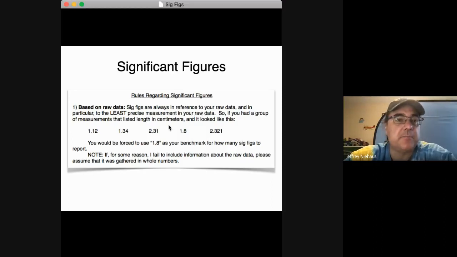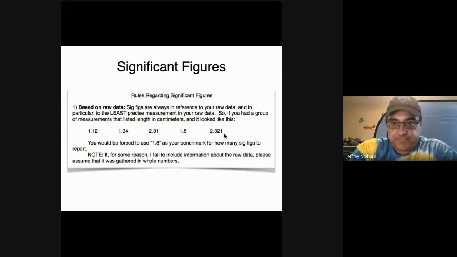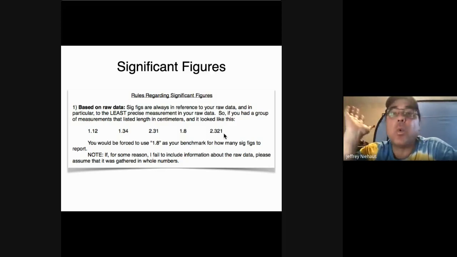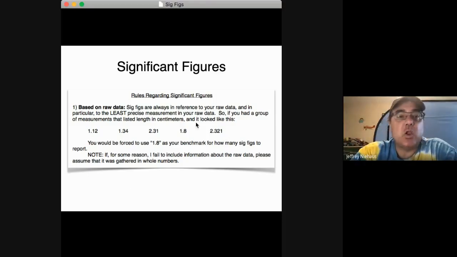Let's give an example. I was measuring something in length in centimeters, okay? The first measurement I had was 1.12, the second was 1.34, the third was 2.31, the fourth was 1.8, and the last one was 2.321. Here's the thing. Those raw measurements are what determines how precise my conclusions are, no matter what I do with those numbers. Okay? Take a look at this fourth measurement here, 1.8.